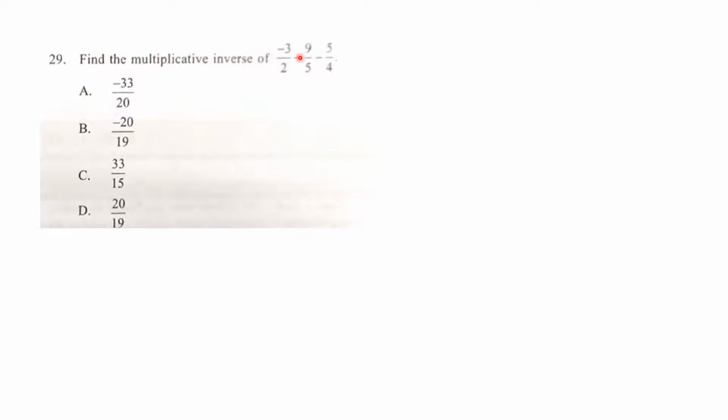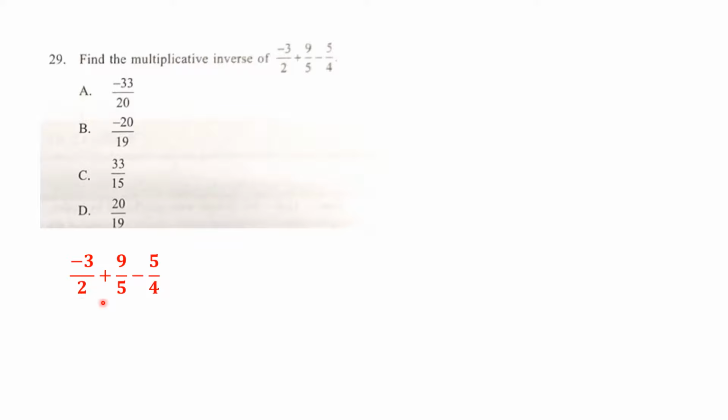Find the multiplicative inverse of minus 3 by 2 plus 9 by 5 minus 5 by 4. So multiplicative inverse means reciprocal. So whatever answer you will get after solving this, you have to find the reciprocal and that will be the final answer. So here minus 3 by 2 plus 9 by 5 minus 5 by 4.